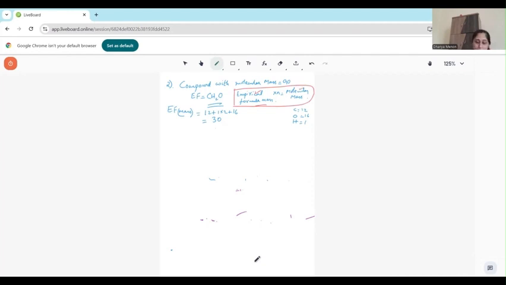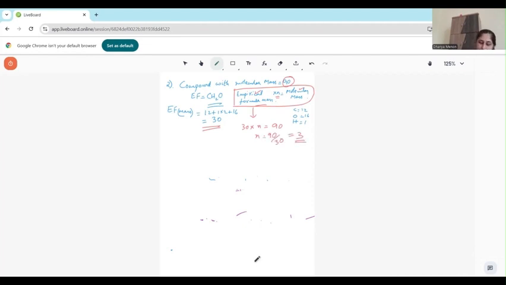Empirical formula mass, I'm using this formula. Empirical formula mass is 30, we just found out now. 30 times N equals, what is the molecular mass that's given in the question? 90. So N is equal to 90 by 30, which is equal to 3. So N is equal to 3.